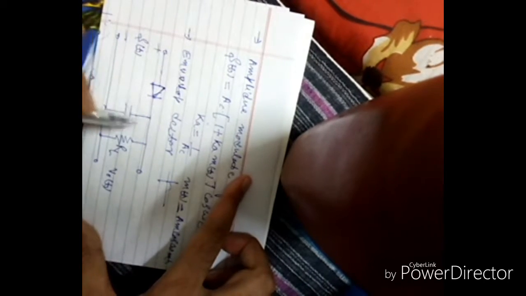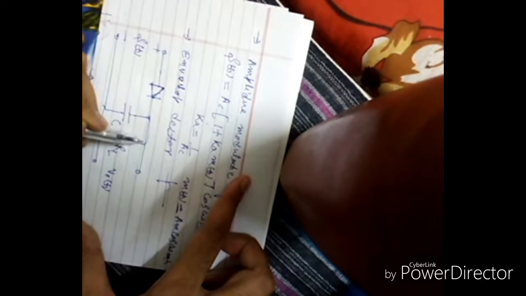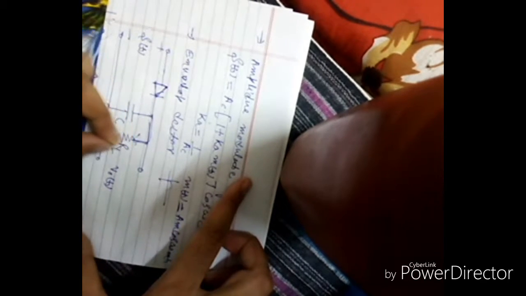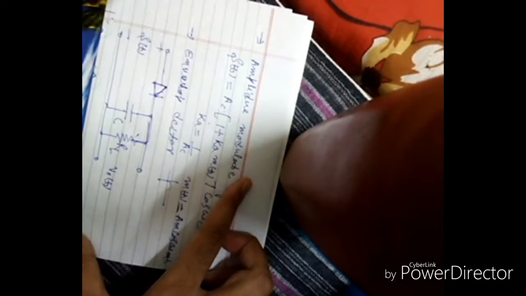Okay, then this energy will go through the resistor, and the resistor will dissipate this energy in the form of heat. So this is the discharging time. Again it will charge, again it will discharge. Okay, and so on, it will follow this path.